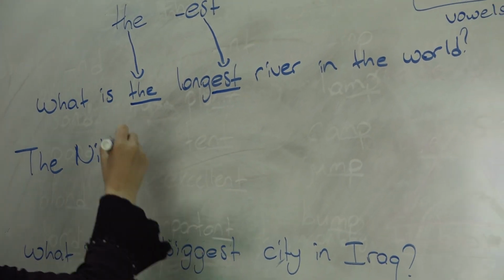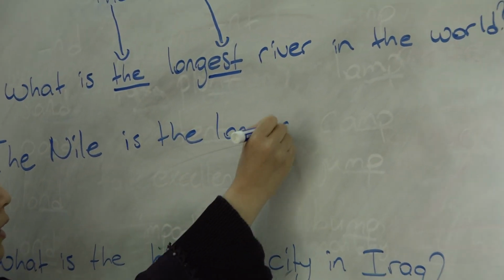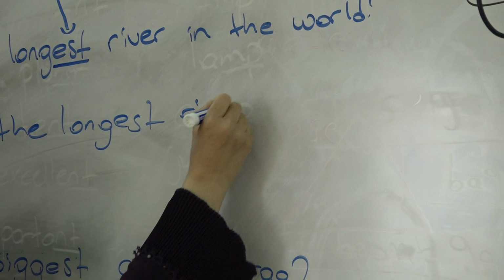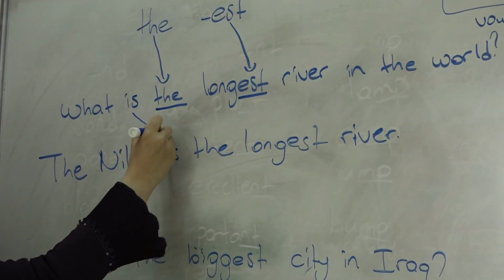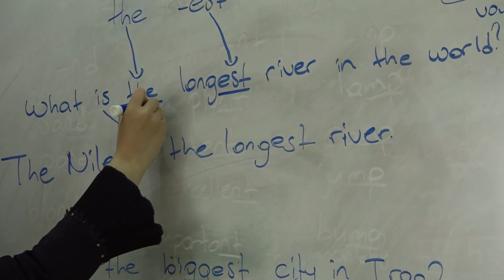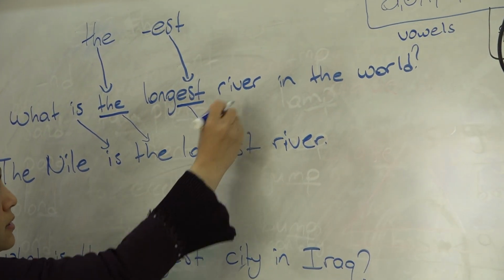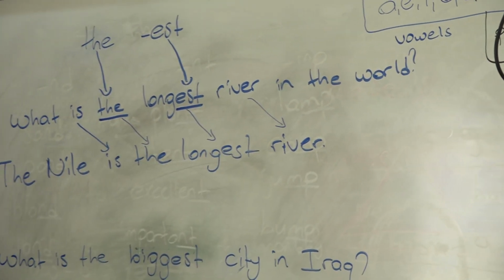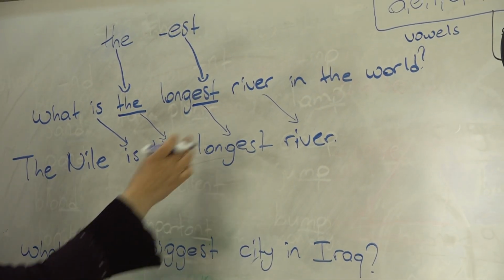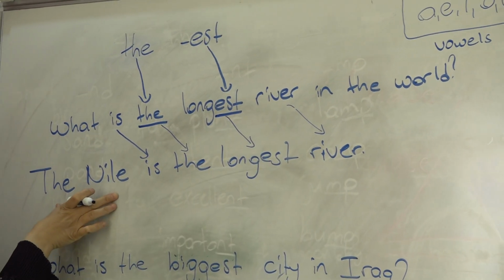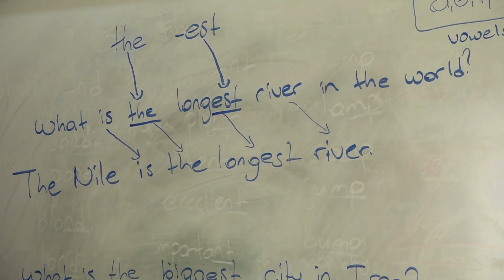The Nile is the longest river. Focus on here, please. I have is in my question. I have the in my question, and I have longest and river. I don't change anything. I only, because the question asks me the name of the river, I write it, and I don't change anything from my question.